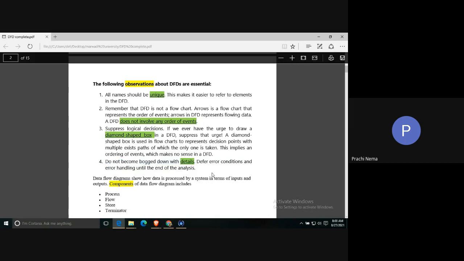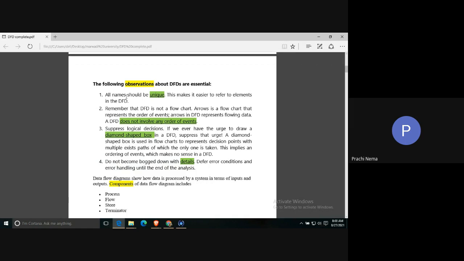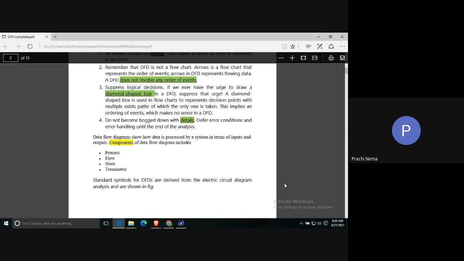So these are the four simple points you need to keep in mind while you are drawing. First, the names you give should be different. Second, a DFD does not involve any sequencing or order of events. Third, there is no decision-making component present in a DFD. And fourth, a DFD does not contain unnecessary details. These four things you need to keep in mind when you are making a DFD.